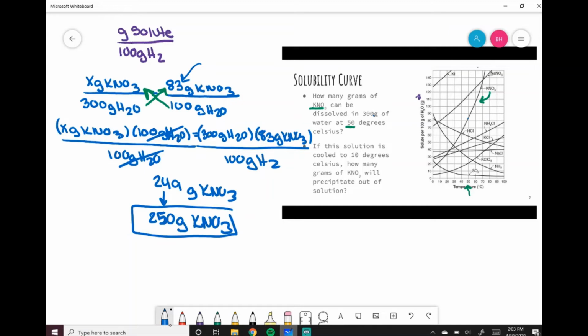solution? So what we're thinking about is when we cool the substance, not as much potassium nitrate will be able to dissolve. And when it is not able to dissolve, it's going to form a precipitate, which means it's going to come out of solution, fall to the bottom of, say, the flask or the beaker, and be a solid. So we want to know how much is going to form a solid at the bottom when we cool it to 10 degrees Celsius. So the first thing that we're going to do is solve the exact same problem, but instead of having this right here, we're going to do it for 10 degrees Celsius.